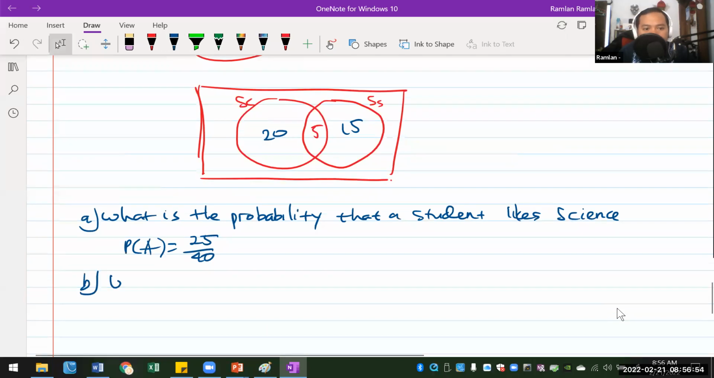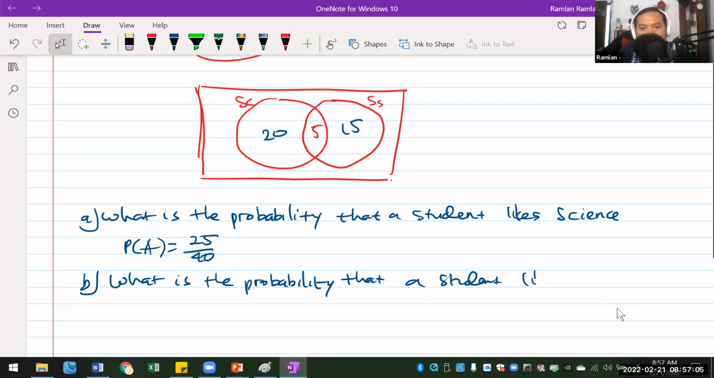What if we have this question? What is the probability that a student likes only social studies?